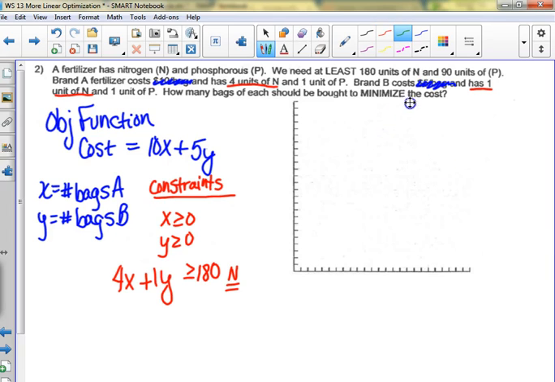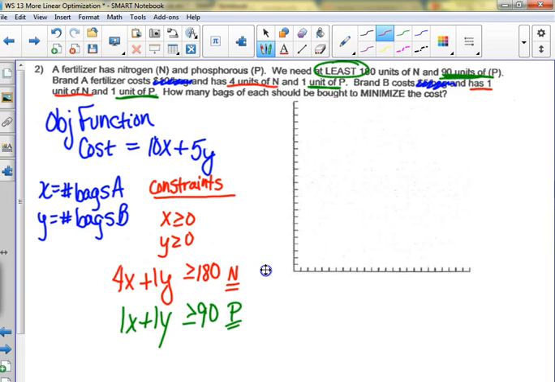Now there was another something up here. We needed phosphorus, and it was again at least 90 units of phosphorus. So greater than or equal to 90. And this is the sentence about phosphorus. What do I get for phosphorus in each brand? 1 out of each, right? So I get 1 if I buy a bag of X or 1 if I buy a bag of Y. Anybody lost? Okay.